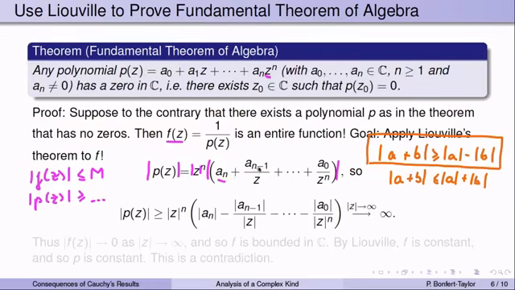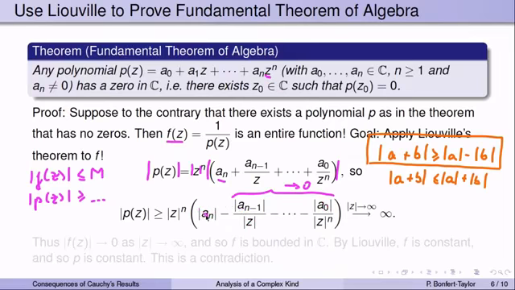So the absolute value of an plus an minus 1 over z and so forth is greater than or equal to the absolute value of the first term minus the absolute value of the second term minus the absolute value of the third term and so forth. But now the great thing is we're going to let z go to infinity. So as z gets larger and larger and larger, this whole remainder goes to 0. Because we're dividing by z. So when you plug in a really large value for z, the coefficients are fixed, and so these terms get smaller and smaller and smaller.